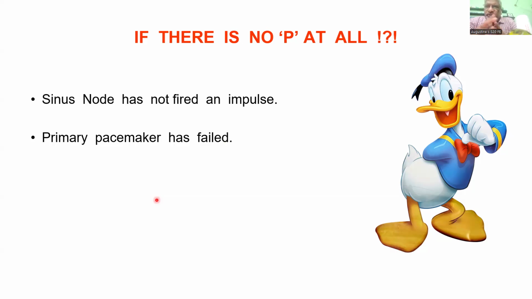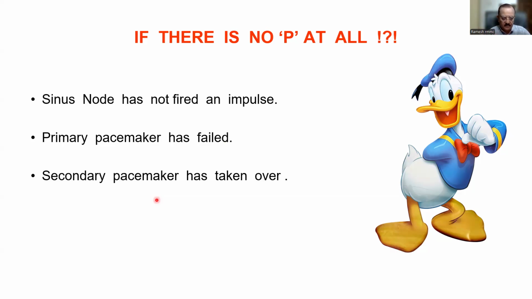Which pacemaker will take over? AV node. The secondary pacemaker will take over, isn't it? It could be a junction, it could be a ventricle, or it could even be a fascicle. There are 3 secondary pacemakers. So when there is no P wave, what you have to understand is the primary pacemaker is not doing its job properly. SA node is not doing its job. Atrial depolarization is not happening, right? It could be a sinus arrest.